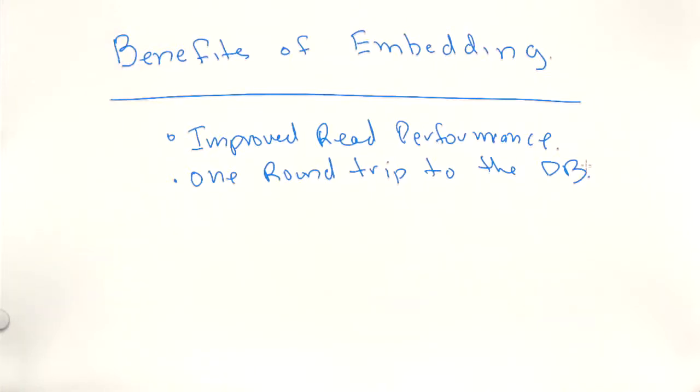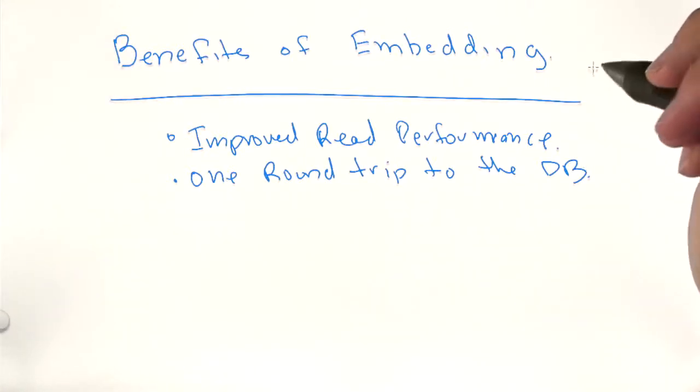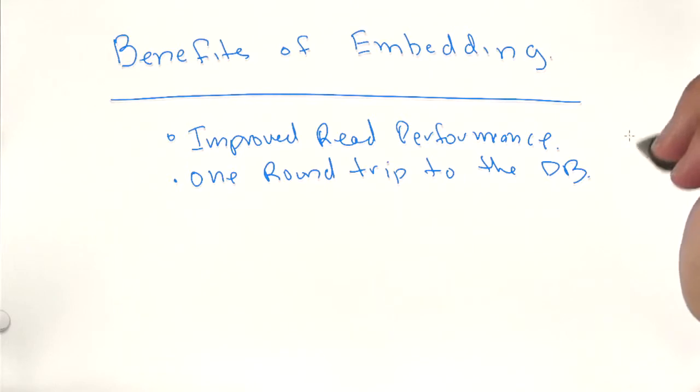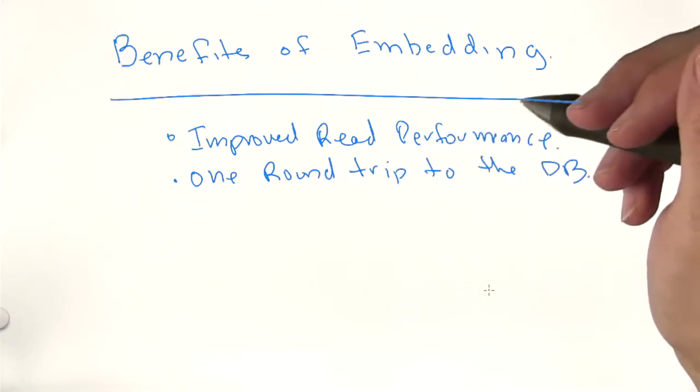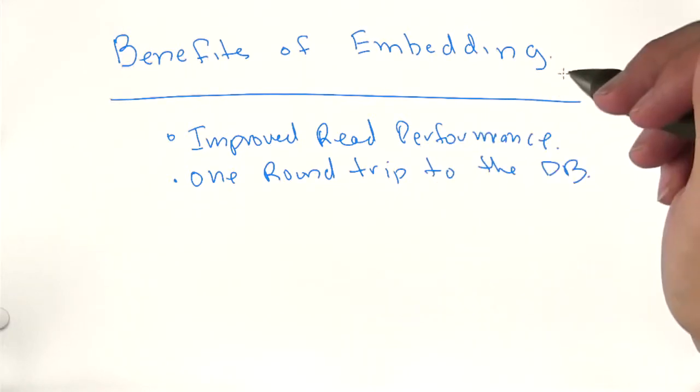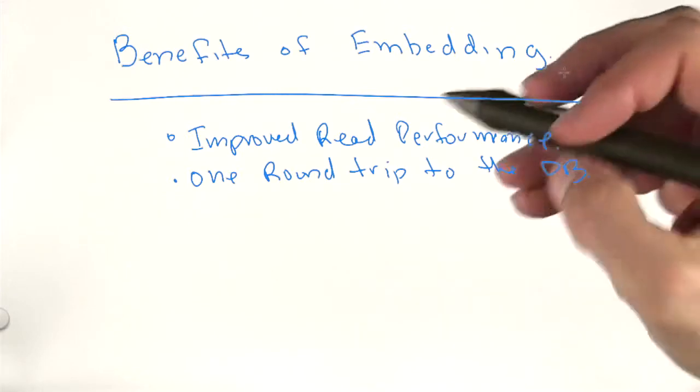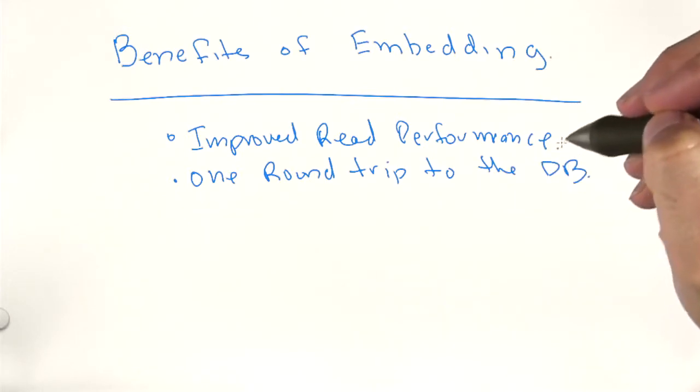The main benefit of embedding data from two different collections and bringing it together into one collection is performance. And the main performance benefit comes from improved read performance. Now, why do we get improved read performance?